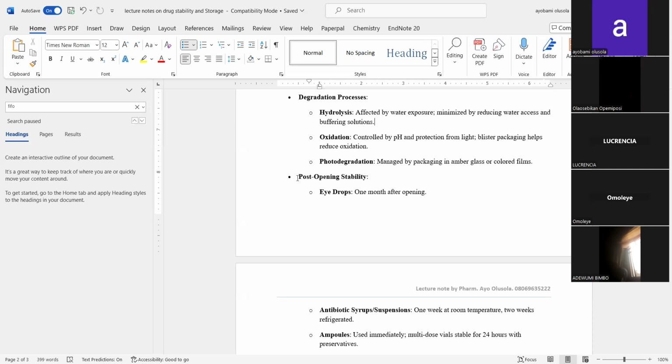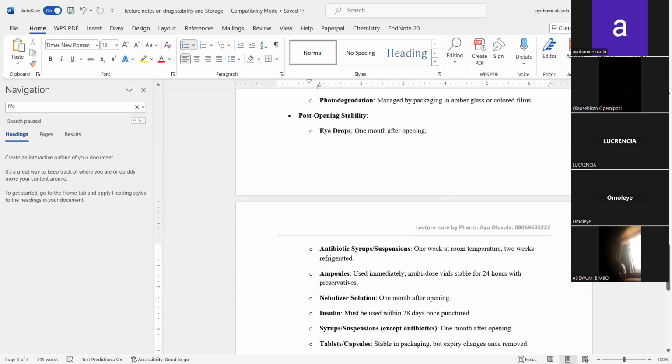So once you open your eye drops, after 1 month, discard it immediately. Don't even keep it. Don't say that it has not expired. Don't keep it, because it's a sterile product and it's assumed that it's expired after 1 month. In fact, some labelings or some packaging will say 3 weeks.